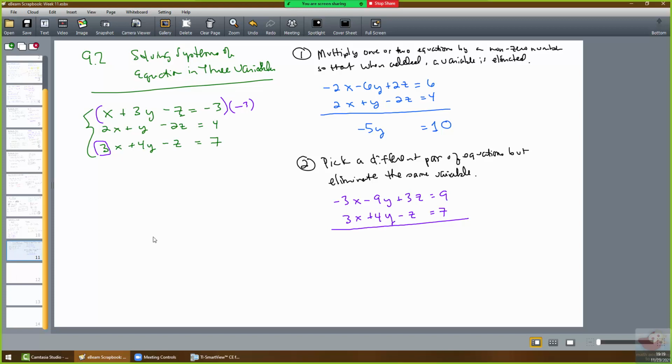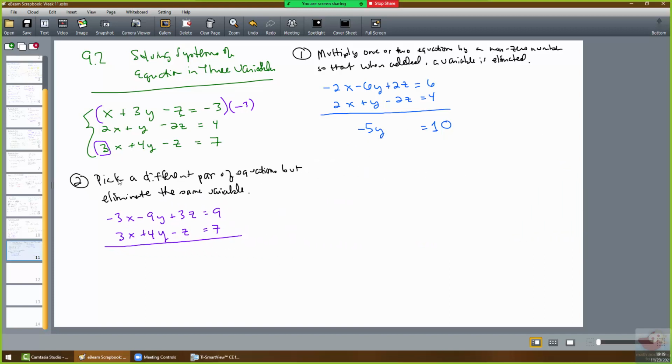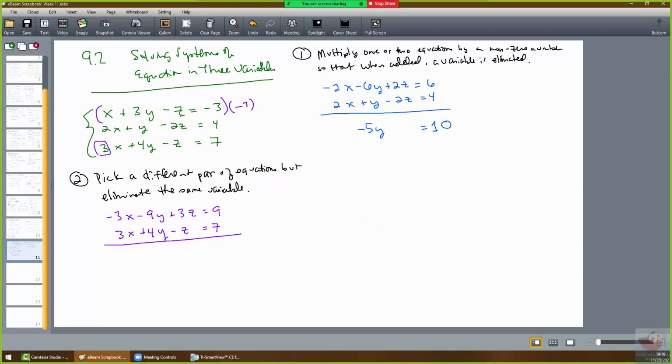And I apologize, I'm going to move that over. Oh, who designed this? There we go. Adding them up, notice we get negative 5y plus 2z equals 16.